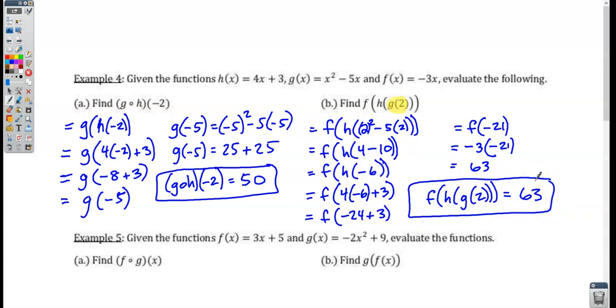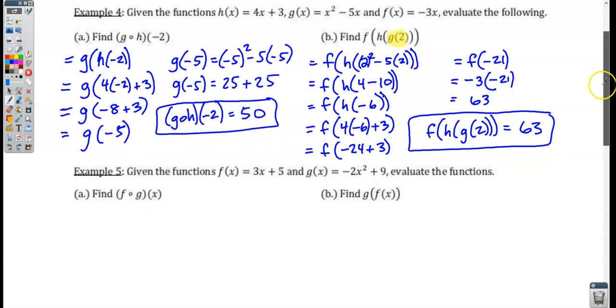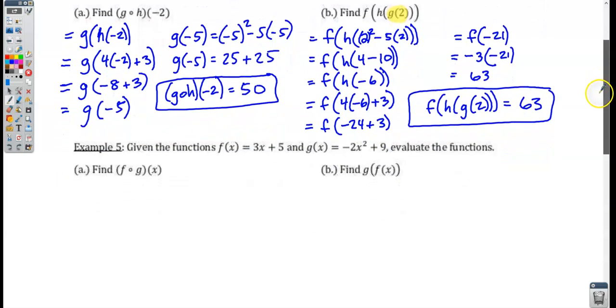All right. So we've done a bunch of examples so far where we're finding the values of compositions of functions at a particular point. What we're going to do in the next example is find these compositions in general. And so our answer here, instead of being a number, is going to be an expression of x. So let's take a look at what that looks like.